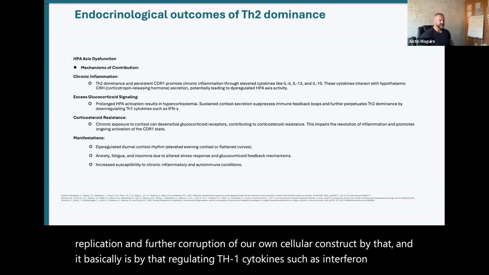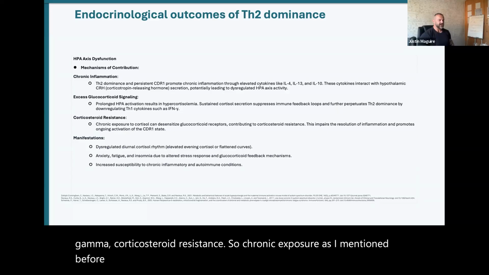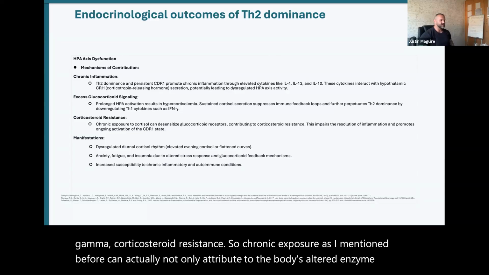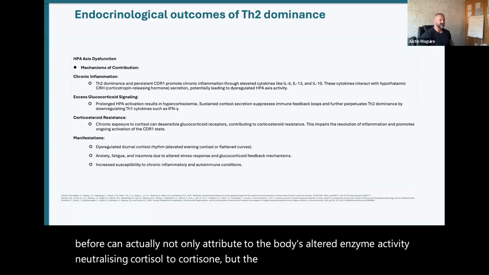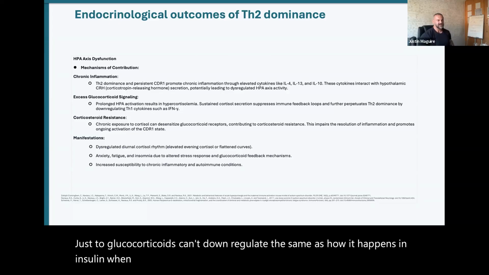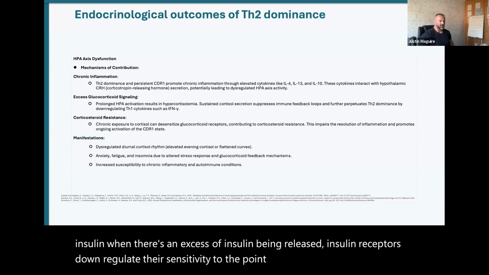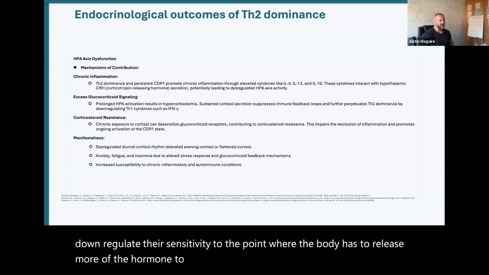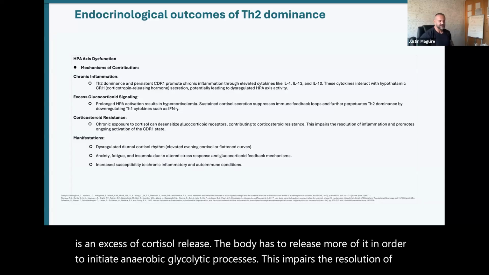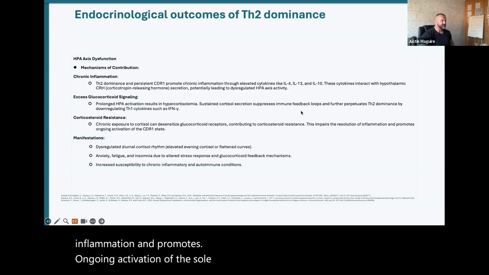Corticosteroid resistance: chronic exposure, as I mentioned before, can not only contribute to the body's altered enzyme activity, neutralizing cortisol to cortisone, but the actual receptors to glucocorticoids can downregulate, the same as how it happens with insulin. When there's an excess of insulin being released, insulin receptors downregulate their sensitivity to the point where the body has to release more of the hormone to create the effect. And the same occurs when there is an excess of cortisol release. The body has to release more of it in order to initiate anaerobic glycolytic processes. This impairs the resolution of inflammation and promotes ongoing activation of the cell danger 1 response state.